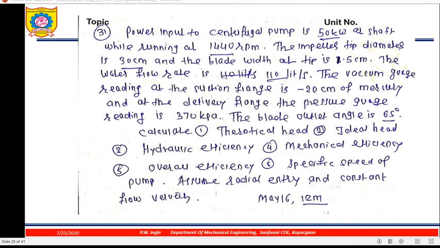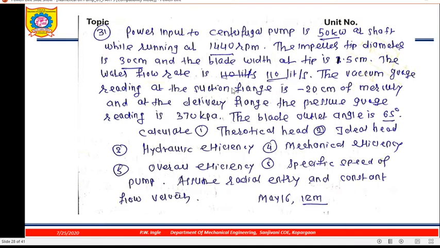Now next, power input to a centrifugal pump is 50 kilowatt at the shaft while running at 1440 rpm. Impeller tip diameter is 30 centimeter and blade width at tip is 1.5 centimeter. The water flow rate is 110 liter per second.